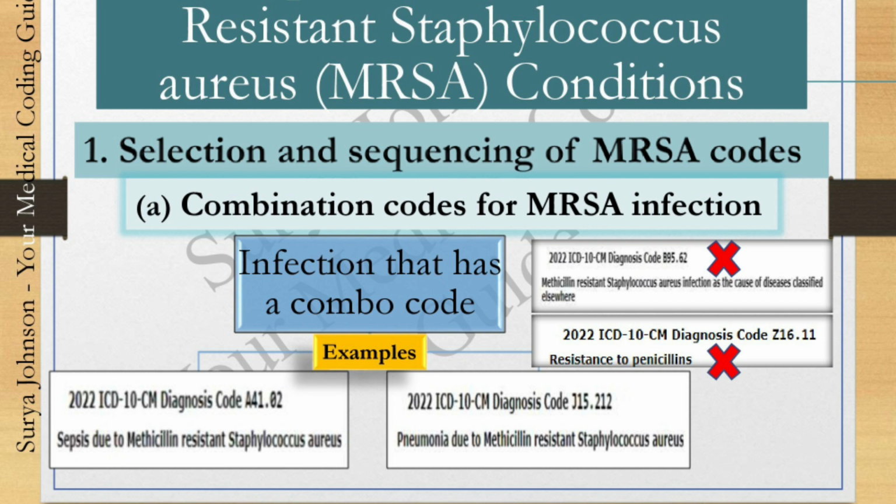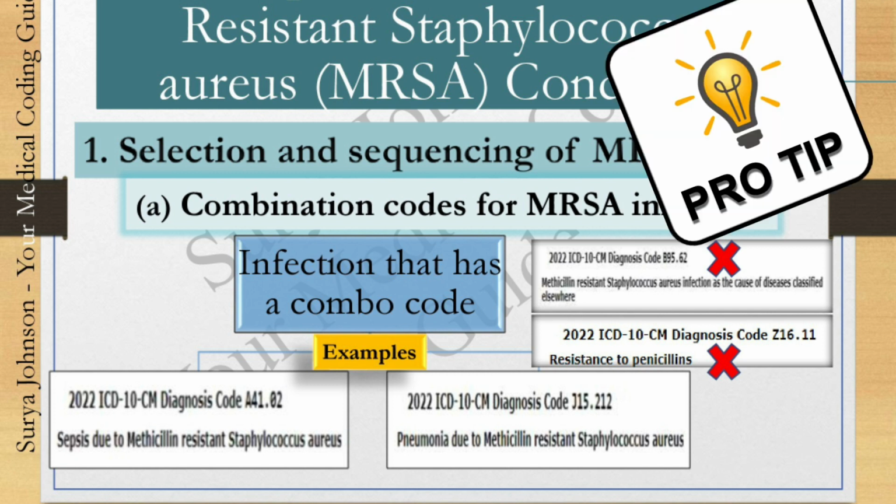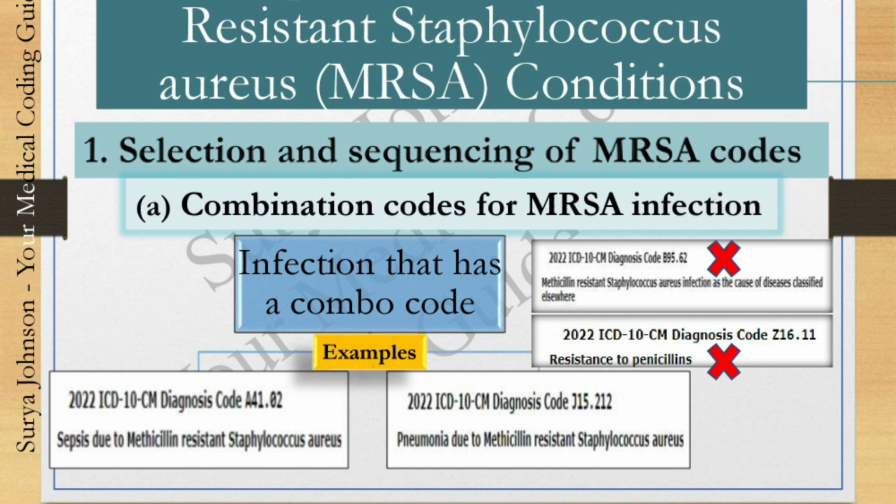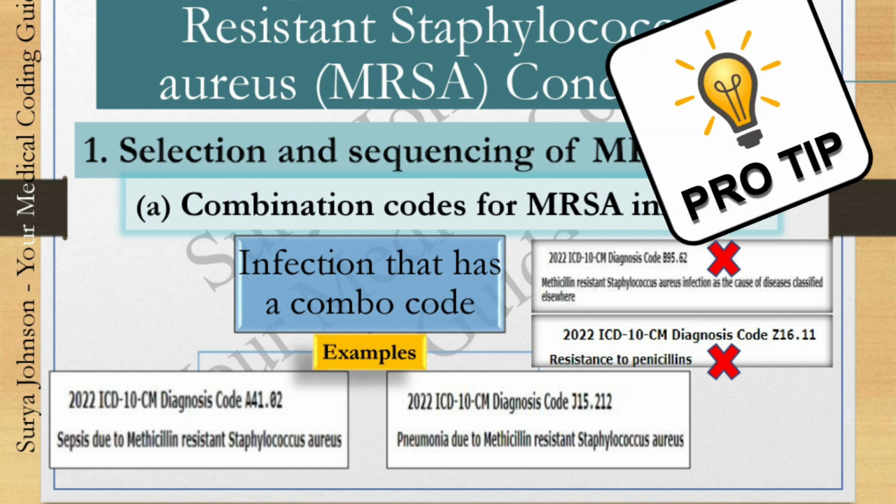You should not code the sepsis code alone and then followed by B95.62. No, that's a big no. If there is already a combination code, you should go for that. You should neglect the separate individual codes in this scenario. In case some people ask me whether these two codes also justify the case, like coding sepsis separately and B95.62 separately, no. Even if it justifies, when there is a combination code, it should be coded.